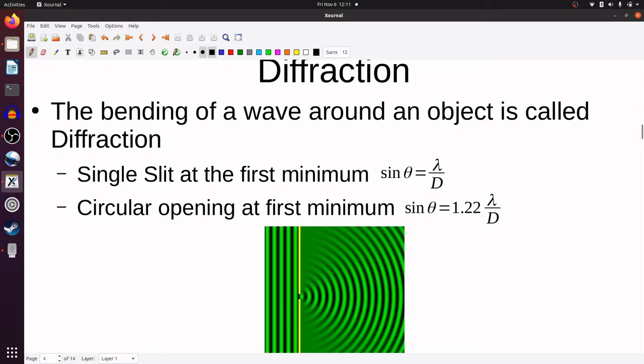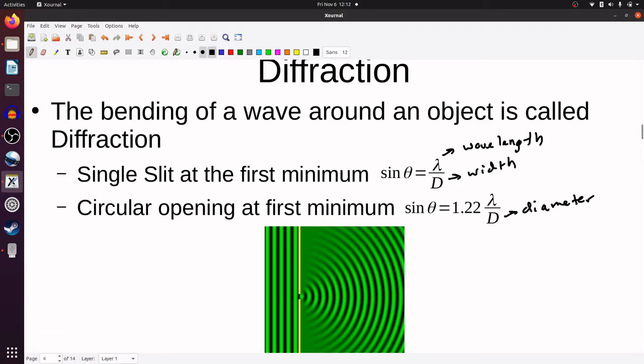There are 2 equations for diffraction. One is going to be sine theta equals lambda over d, and I'll tell you what those are in a second. The other equation is the same thing with a 1.22 factor in front. The lambda, of course, is going to be the wavelength of the wave. And d is your width, which is kind of weird. For a circular opening, the d stands for the diameter, still the width, and that's where the d comes from.